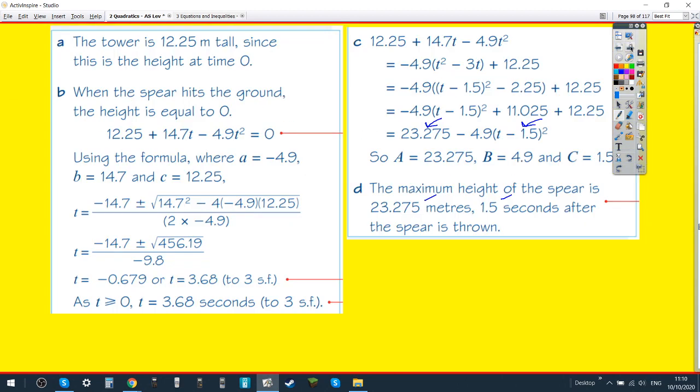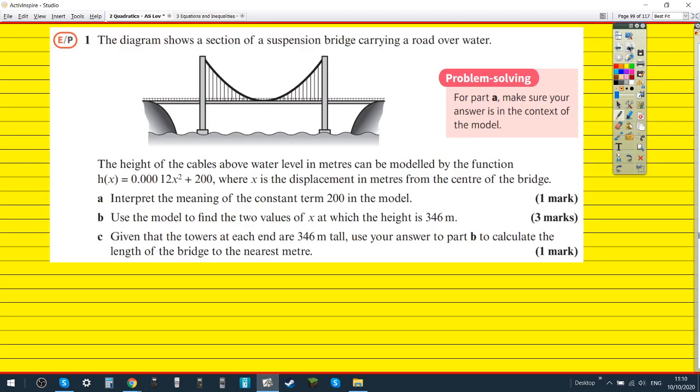So let's see this one. Okay, let's try this. Question A.